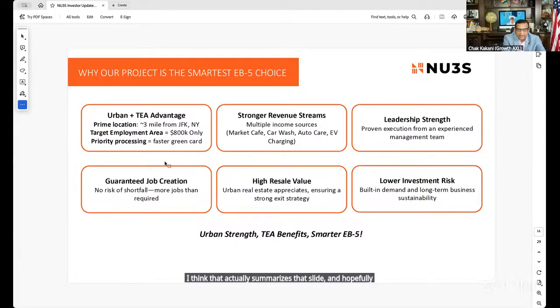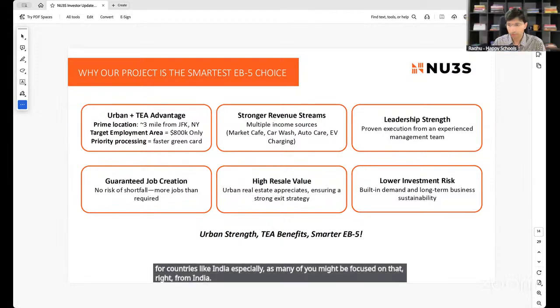Raghu, by the way, thanks for showing this visa bulletin because I think that actually summarizes that slide. And hopefully, touch wood, it'll remain like that for countries like India, especially, as many of you might be focused on that, right? From India, place of birth.